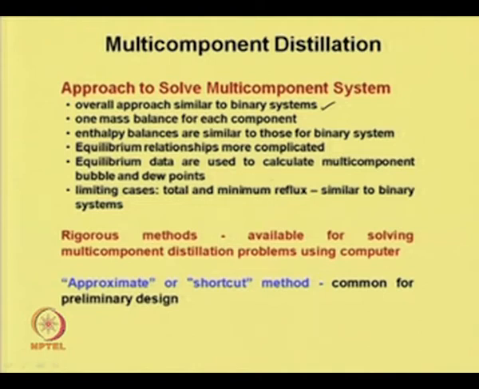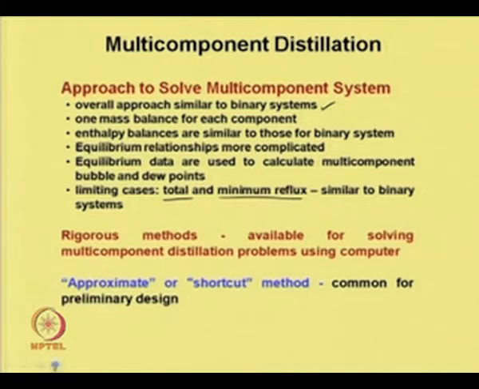Equilibrium data are used to calculate multi-component bubble and dew points. And the 2 limiting cases, as we observed in case of the binary systems, that is the total reflux and minimum reflux, also apply in these cases similar to the binary system. Rigorous methods are available for multi-component distillations, that is using computers, but there are some approximate or shortcut methods which are more common for preliminary design.